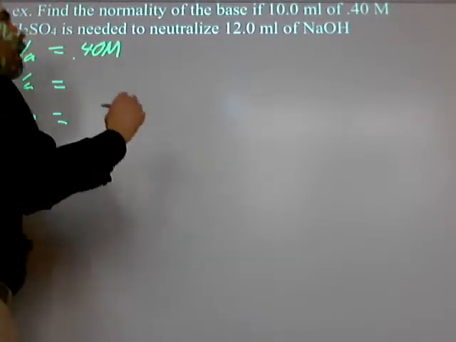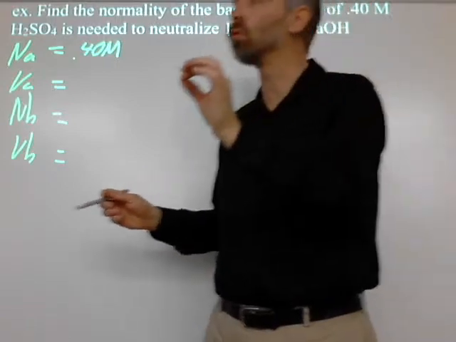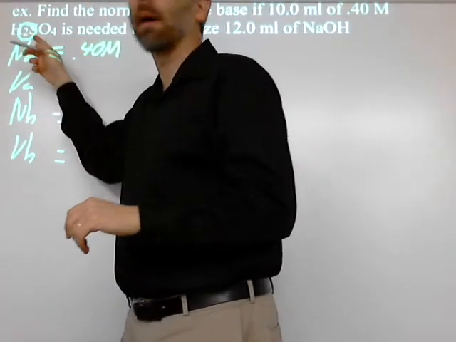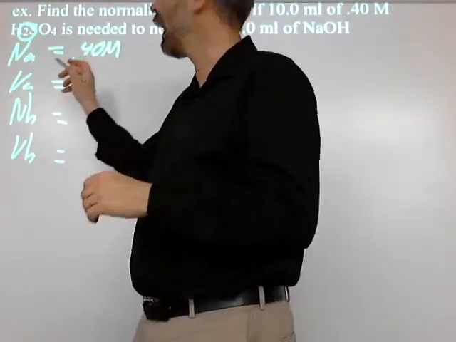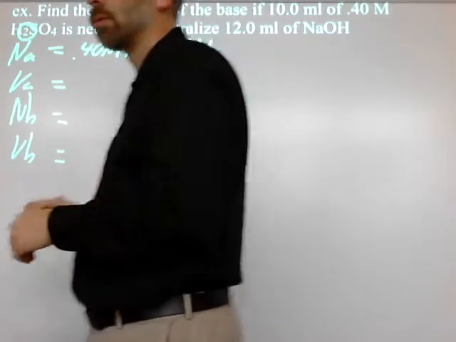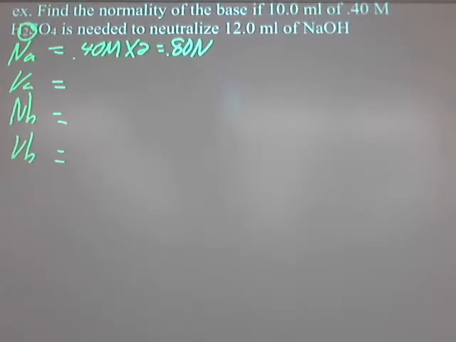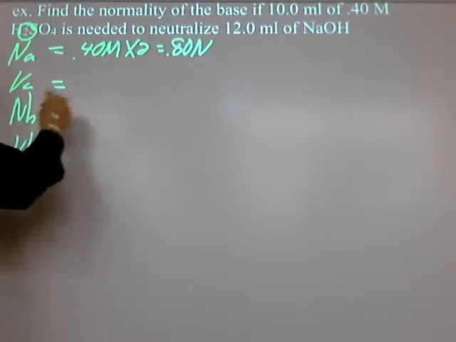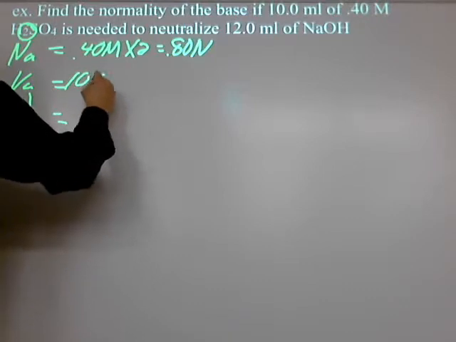All right, but here's the problem. Because that's 0.4 molar, I have to take into account how many H's or OH's it has. And it has 2. So I multiply by 2 and I get 0.80 normal. Now, Va is the volume of the acid. Which is the volume of the acid, Jared? 10.0 milliliters. Good.